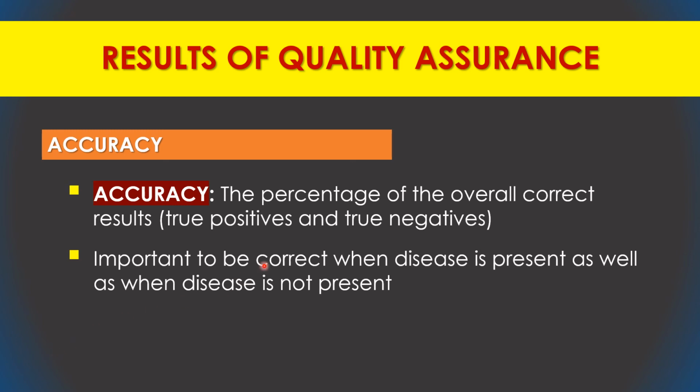So accuracy is what? The percentage of the overall correct results, the true positive and the true negative, among the whole number. So it's important to be correct when disease is present, as well as when the disease is not present. This is the sensitivity and specificity. This is the accuracy here.